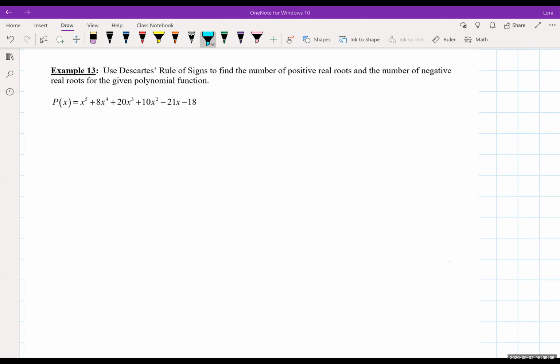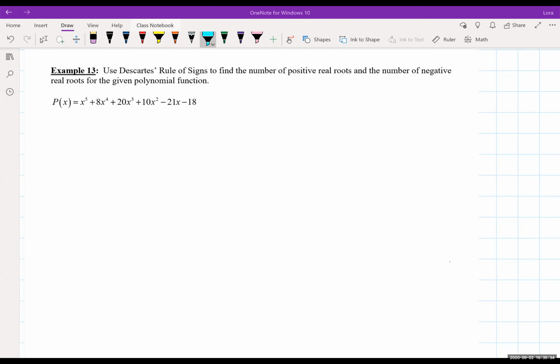Let's analyze these polynomial functions a little bit more. We have a rule from the famous Descartes. He has a rule of signs, and it actually gives you information about how many positive real roots you could have and how many negative real roots you could have. And remember, these are all possibilities. So I'm going to show you how to find them, and we'll go from there.